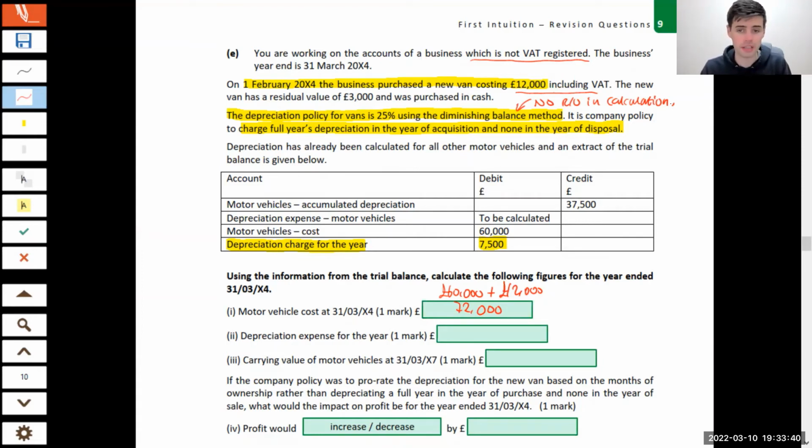So let's now work out the additional fee. I've got £12,000 for the new asset. And again, because I'm using diminishing balance, all I'm going to do is times by 25%. So 25% of £12,000 gives me a total of £3,000. So the charge on the new van is £3,000. So add that to the figure that I've already got.